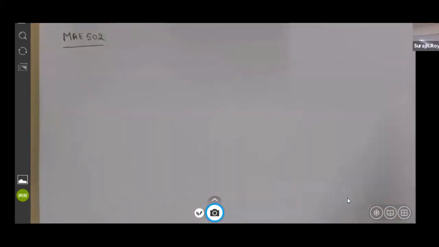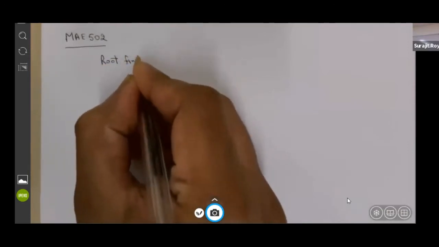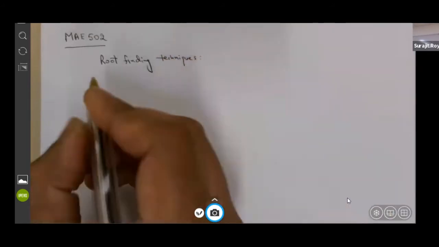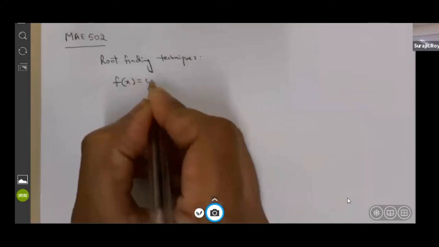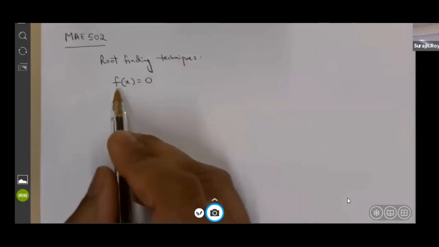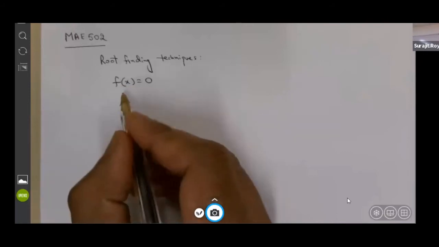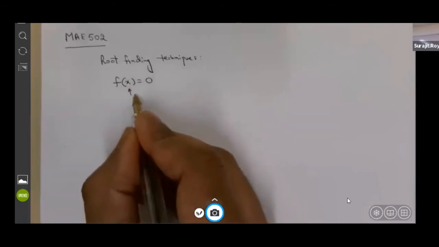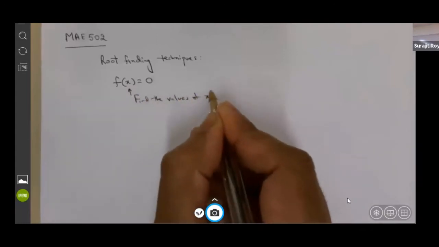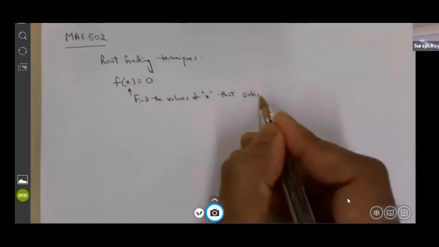So what we were working on is root finding techniques. And essentially what we are doing is solving for x, to find x that satisfies this equation where f(x) is a generic function in x, and that is equal to 0. So we are trying to find the values of x which satisfy this equation.